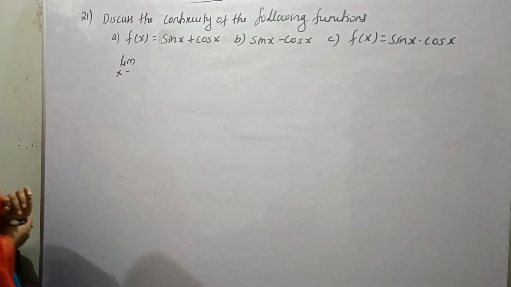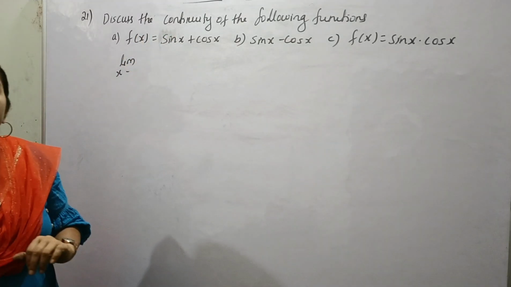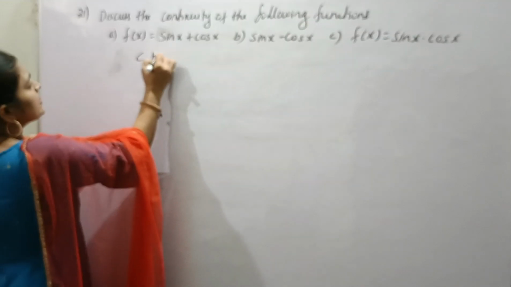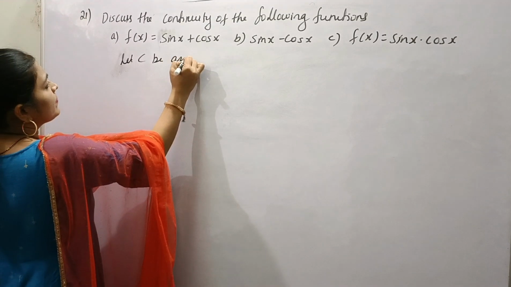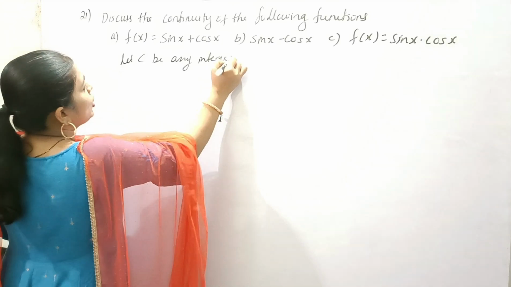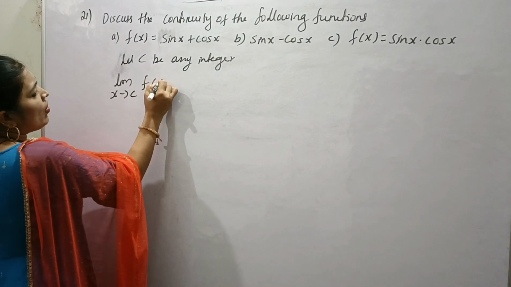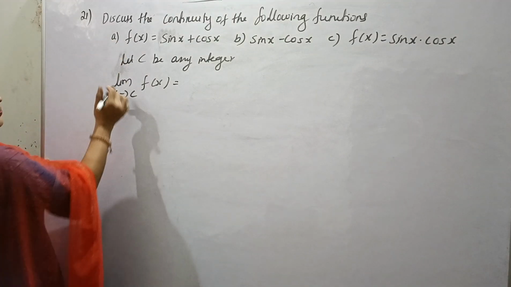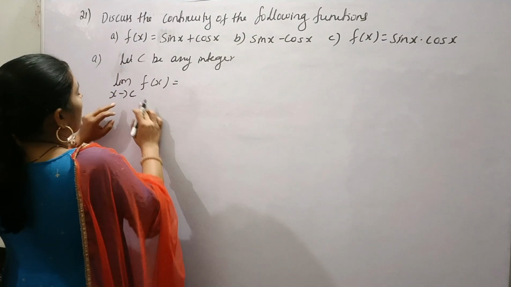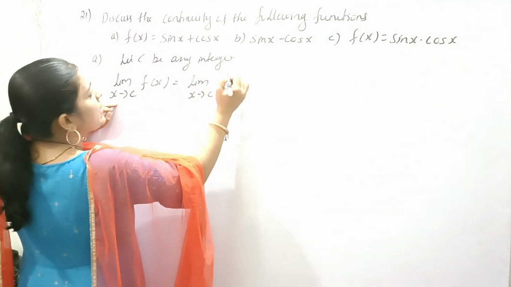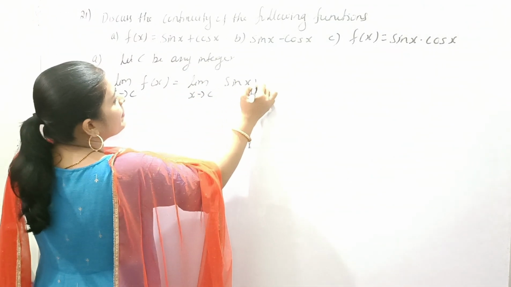For that let's take any point from the domain of this function. We know that the domain of this function is R. So let c be any point from the domain. Then limit x tends to c of f of x, for the first one, part a, is equal to limit x tends to c of sin x plus cos x.